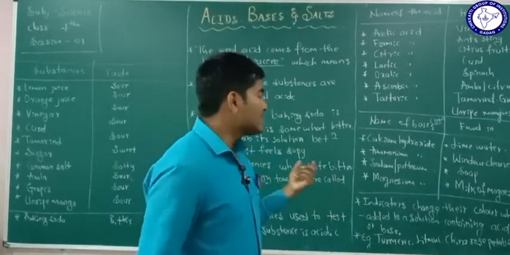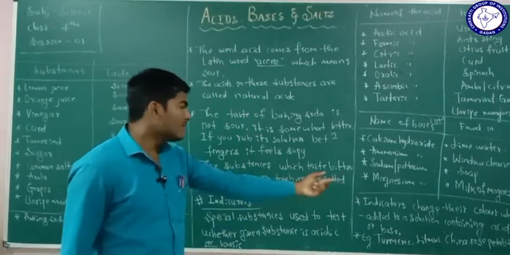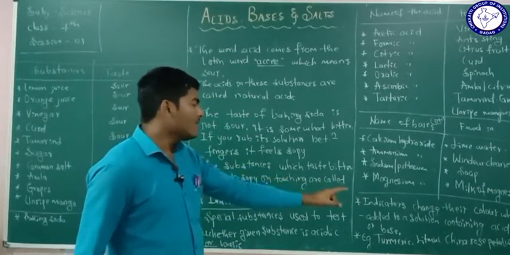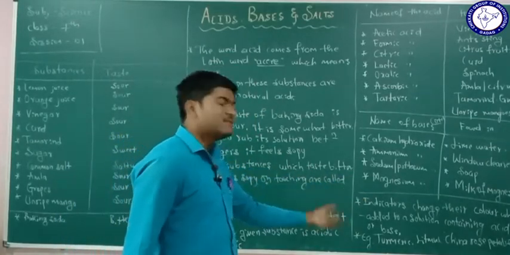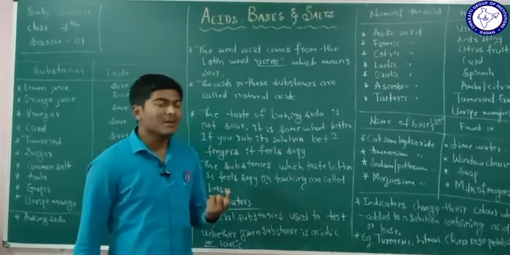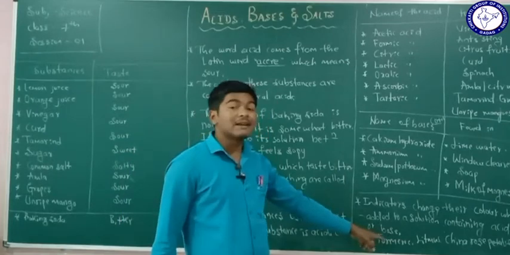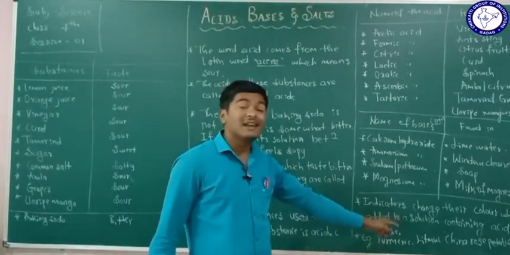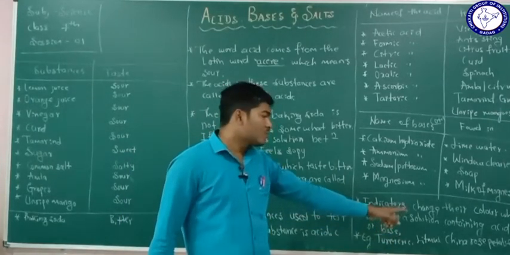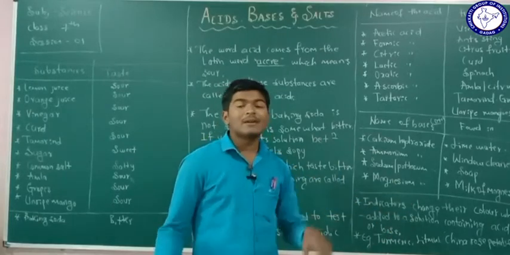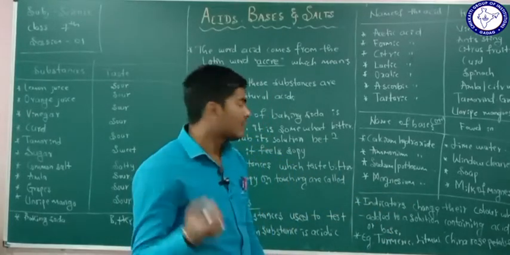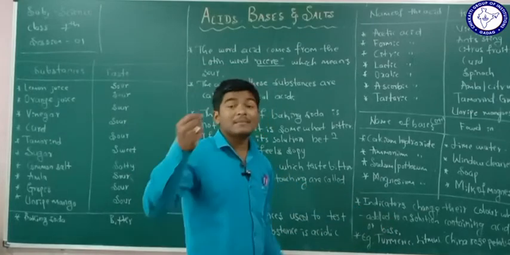So what is the character of indicators here? Indicators change their color when added to a solution containing acids or bases. Some examples of natural indicators are turmeric paste, litmus paper, and China rose petals. One of the most familiar examples of an indicator is litmus paper.